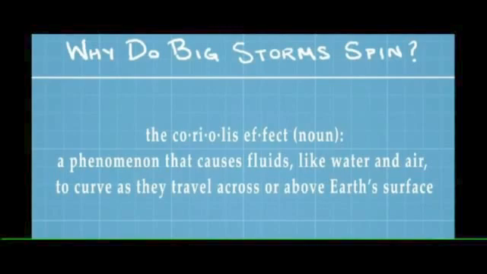So the Coriolis Effect is a phenomenon that causes fluids like water and air to curve as they travel across or above the Earth's surface, and this is a result of the spinning Earth.